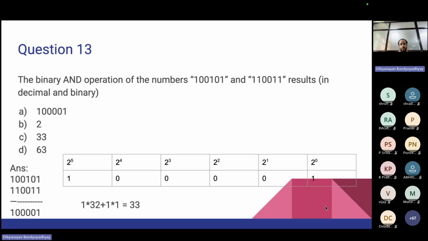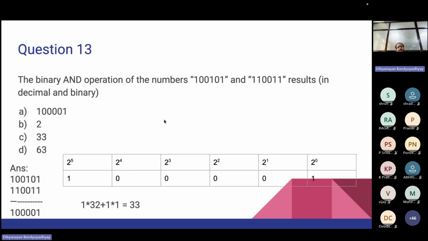Okay, so to proceed, we have to know how to represent these numbers, and this is how we represent them. So 100101, and 110011. So this is the second number. And how to take the AND operation? Do you know how the AND operation works? There is a concept called truth table.